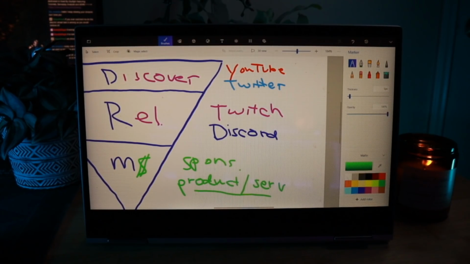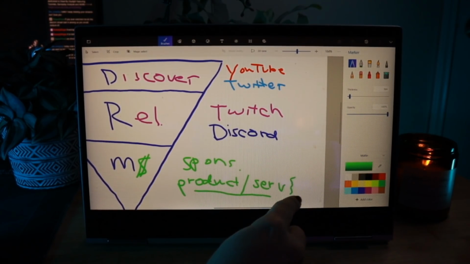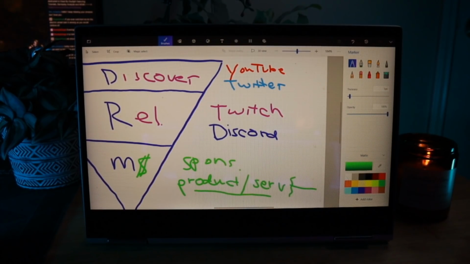So why not have something that is created for your audience by you? A sponsor is not going to know nearly as much about your audience as you will. You're the one that's close to them. You're the one that's connected to them. Why are you not serving them something that is ultimately going to really, really deliver a solution to their problems through a product or a service?